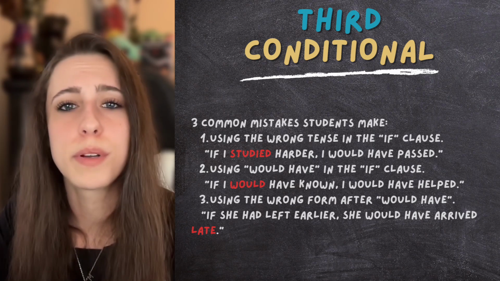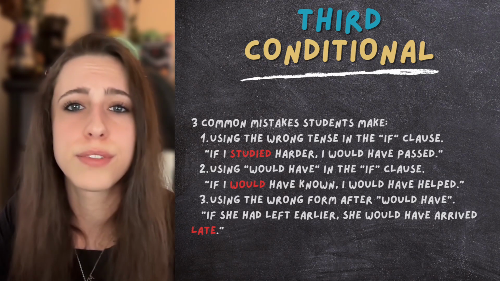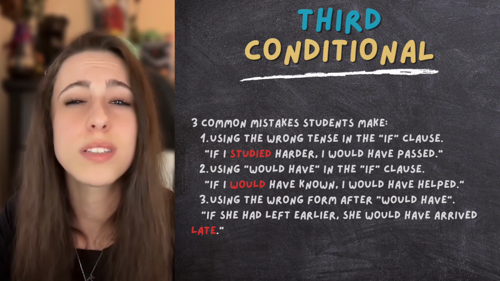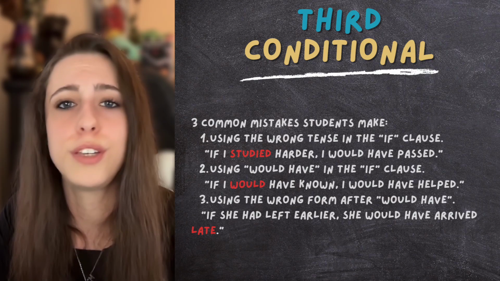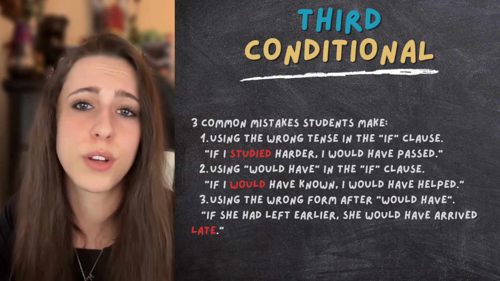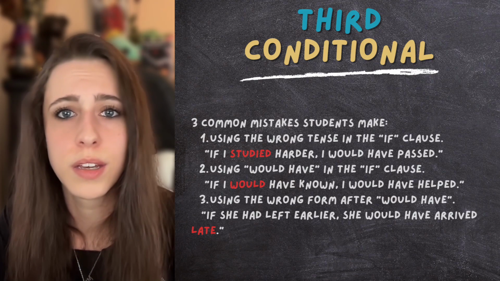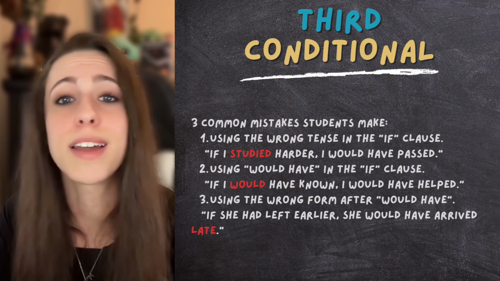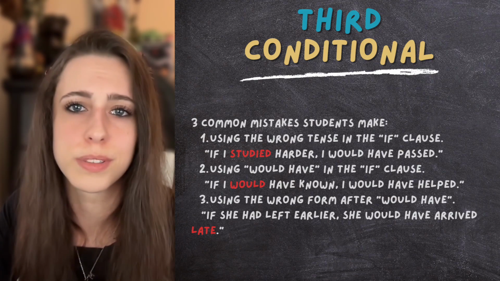The second most common mistake is using would have in both clauses. Students sometimes forget to only use it in the second section. For example, if I would have known, I would have helped. We just want to say, if I had known, I would have helped.